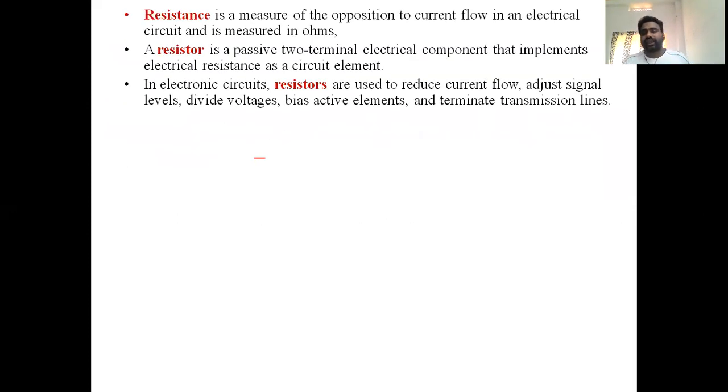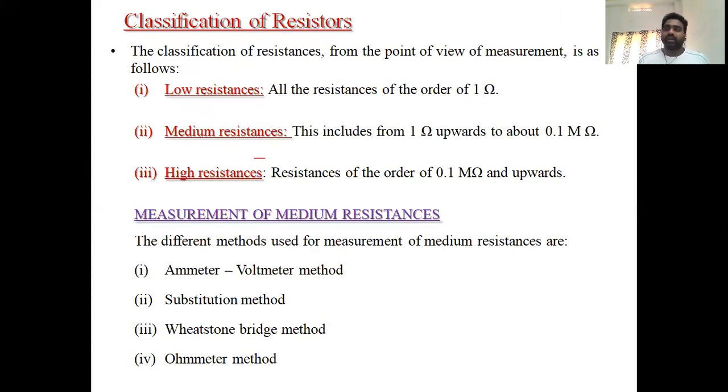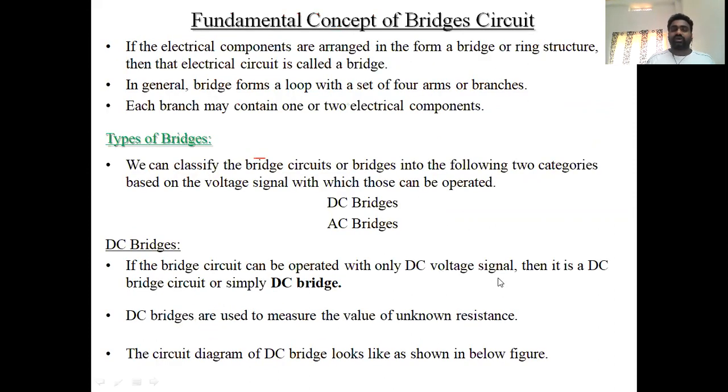Next we categorized the definition of resistance and various types of resistances, and classified resistance depending upon its range. Low resistance is up to 1 ohm, medium resistance is from 1 ohm to 0.1 mega ohm, and high resistance is above 0.1 mega ohm. There are various methods for measuring medium resistance: ammeter-voltmeter method, substitution method, Wheatstone bridge, and ohmmeter method. Today we have seen the Wheatstone bridge method.